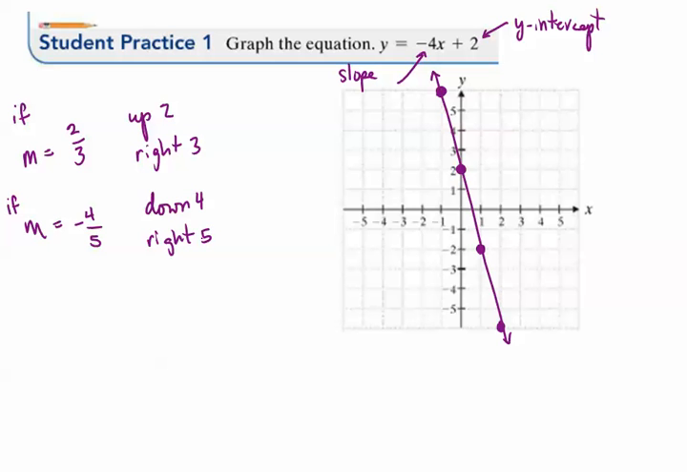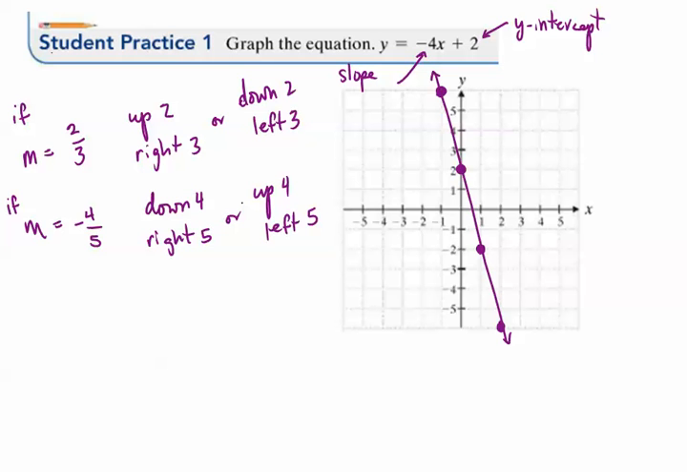And remember, if you run out of room, you can always do exactly the opposite. In the first case, instead of going up 2, right 3, we could go down 2, left 3. So either way would be correct. But you can't mix them up. Instead of down 4, right 5, we can go up 4, left 5. So either way would be okay.